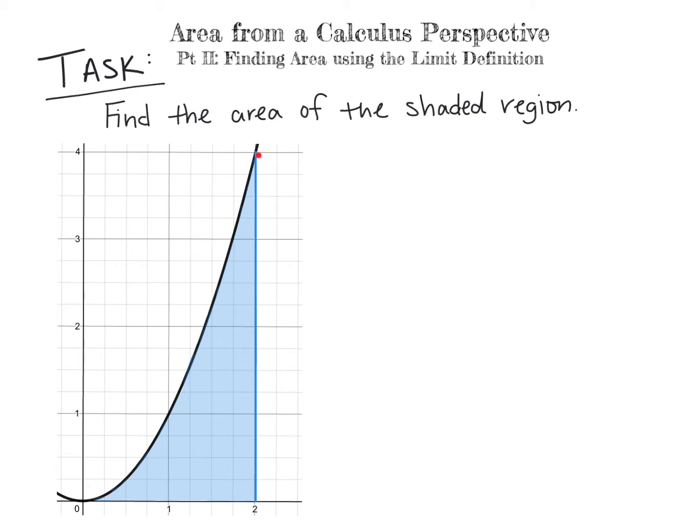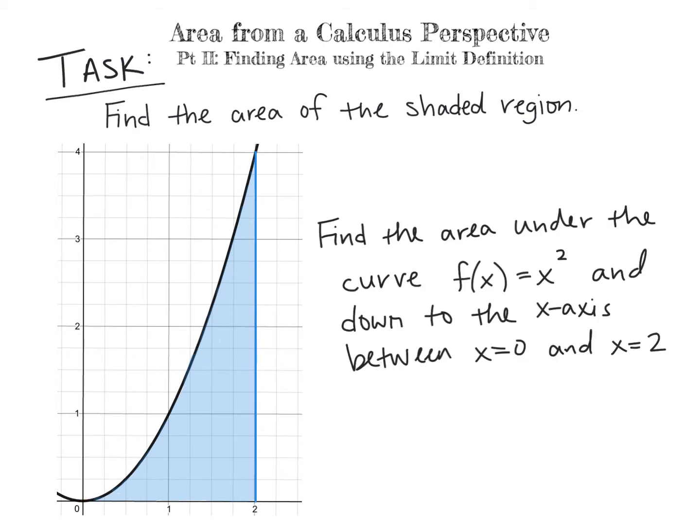It is not a straight line where we could just use geometry to find the area of a triangle or a rectangle. Let's see if we can figure out what this function is here in black. Well, it looks like it has the points (0, 0), (1, 1), and (2, 4). It looks like this is the curve f of x equals x squared. And we only want to find the area under that curve down to the x-axis between the x values of 0 and 2.